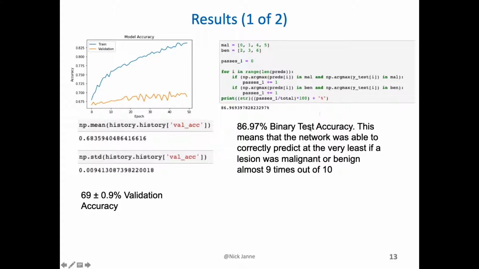So here are some of the results. On the validation accuracy, I'm getting about 69% plus or minus 0.09%. And for binary test accuracy, which I was really proud of, I got about 87%. That's to say that about 87% of the time, the network at least correctly diagnoses if the lesion is malignant or benign. And this means something because this shows that at the very least, it can give you a much greater than chance prediction that there is a problem medically or not.